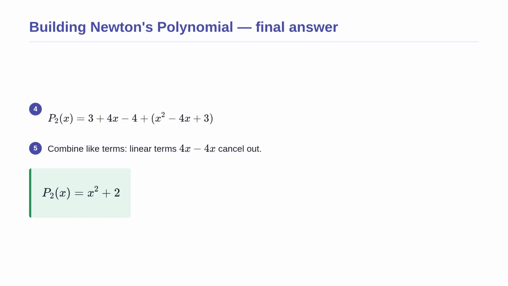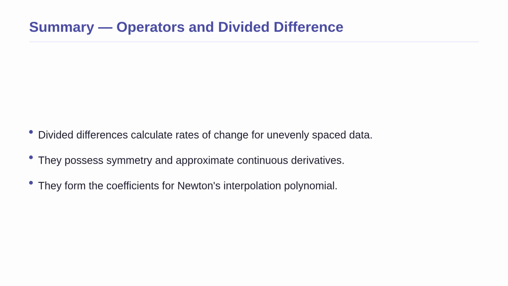If you plug our original input values into this simple equation, you will get exactly the original output values, proving our curve is correct. We have covered a lot of ground today. Let us reinforce the most important ideas. First, the divided difference operator is a flexible tool for calculating rates of change across unevenly spaced data points, adjusting for the exact gaps between measurements.